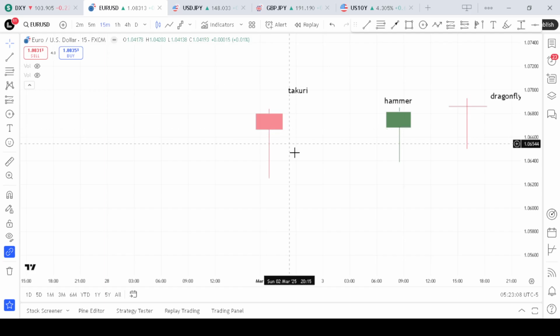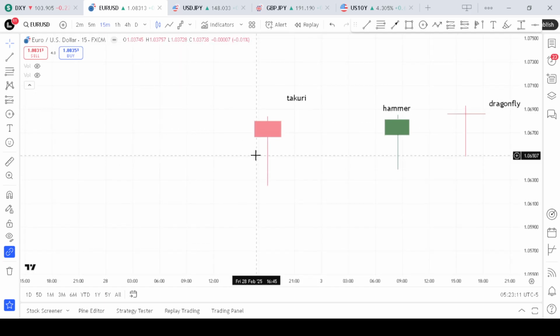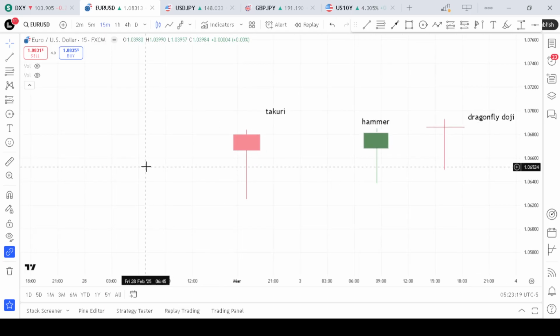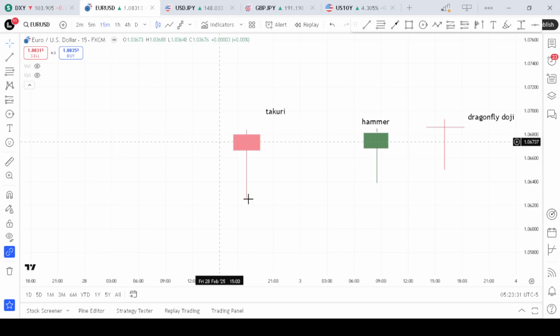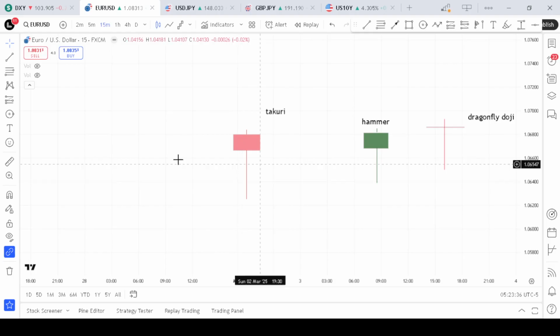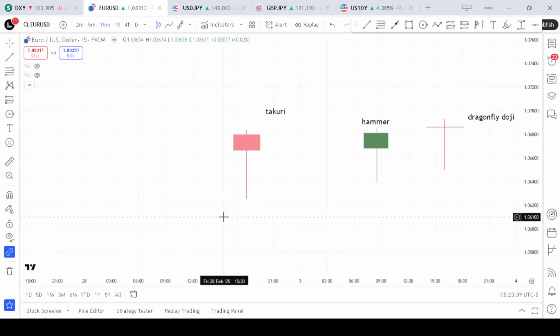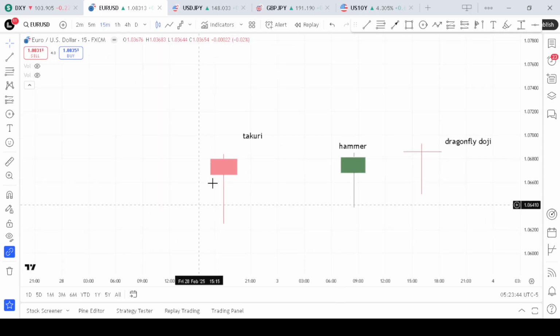What makes the Takuri pattern significant is its location and what it tells you about the market sentiment. When you spot this pattern forming during a downtrend, it indicates that sellers pushed price significantly low during the trading session, but buyers stepped in with enough strength to push price back near the opening level.